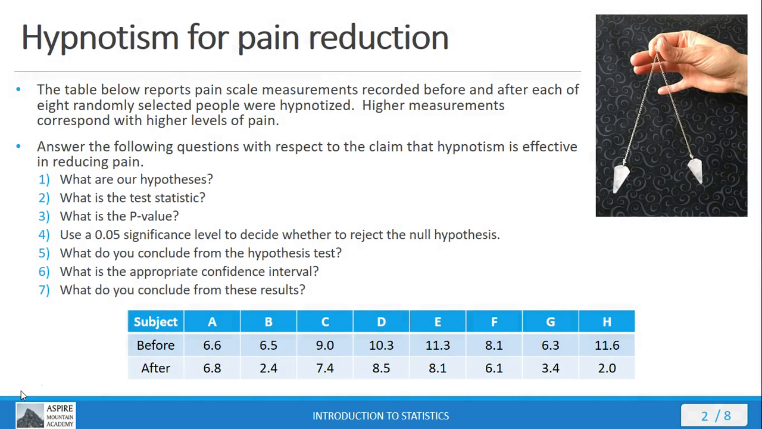For this mini lecture, we're going to be looking at an example involving the use of hypnotism for pain reduction. The tabulated data at the bottom reports pain scale measurements recorded before and after each of 8 randomly selected people were hypnotized. The higher the measurement, the higher the level of pain.